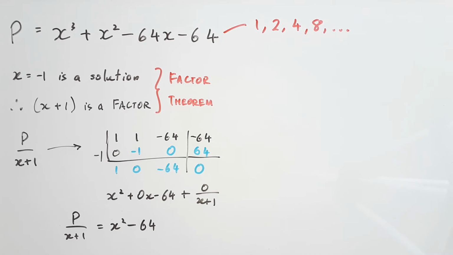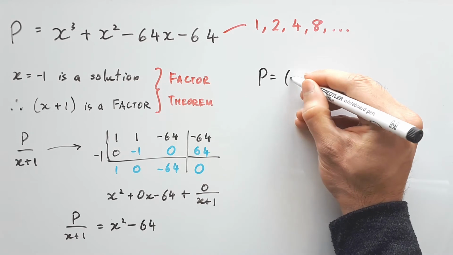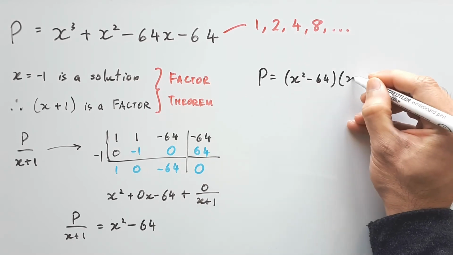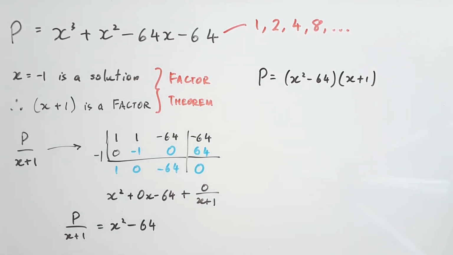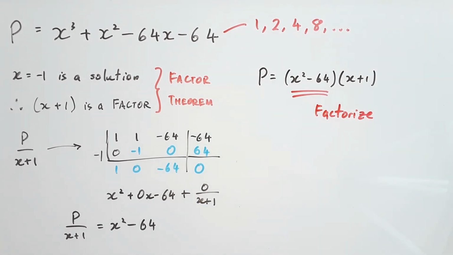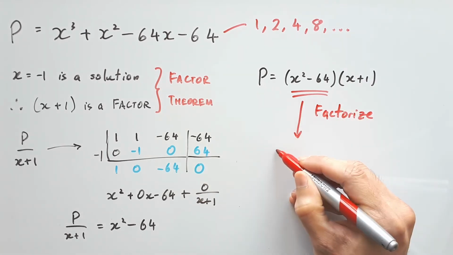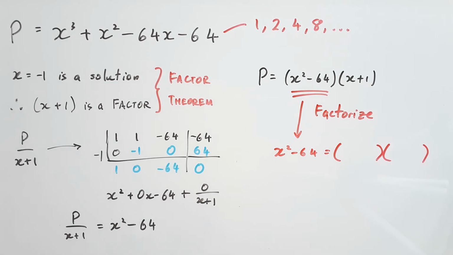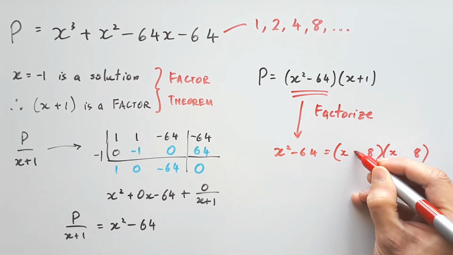Okay, so the answer I wrote at the bottom, that's basically the usual form of what you get when you divide something, but you can also write it in a polynomial form by basically just rewriting the polynomial as x squared minus 64 times x plus 1. So at this point, we want to do the third step, which is factorizing the quadratic, because there's a good chance that could split into 2 more factors. Factorizing x squared minus 64 gives us x minus 8 times x plus 8.